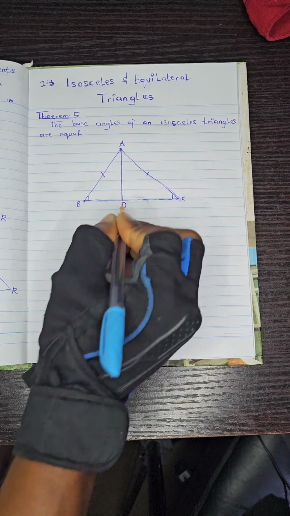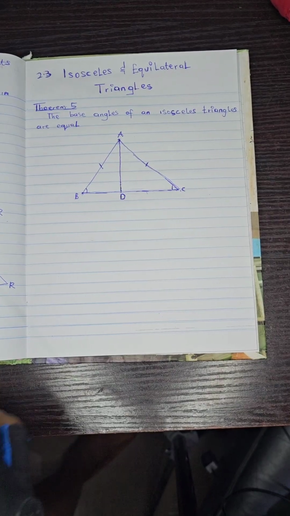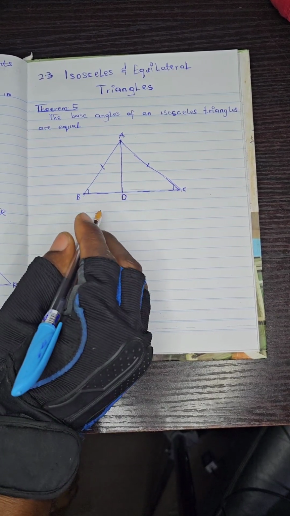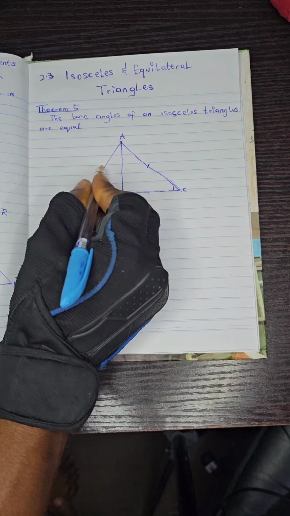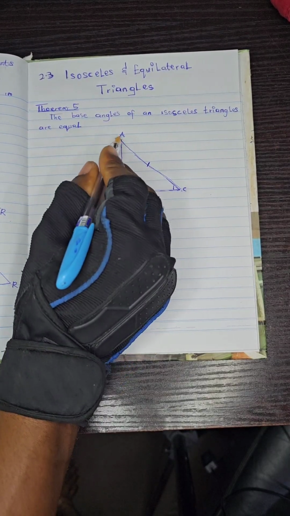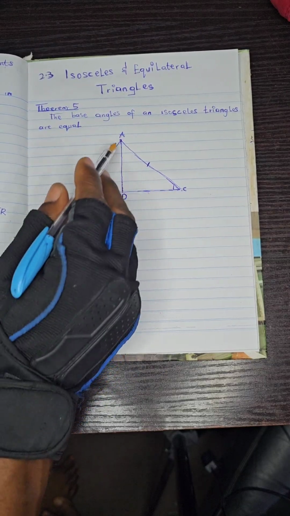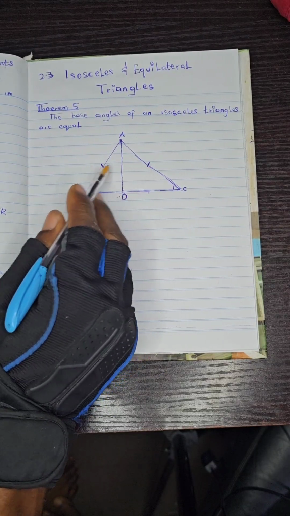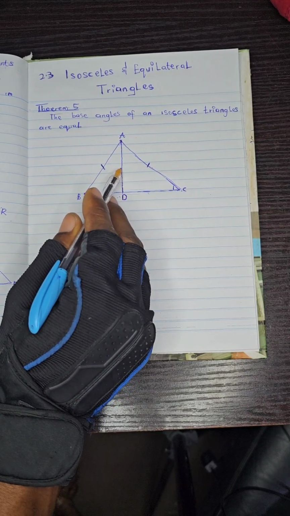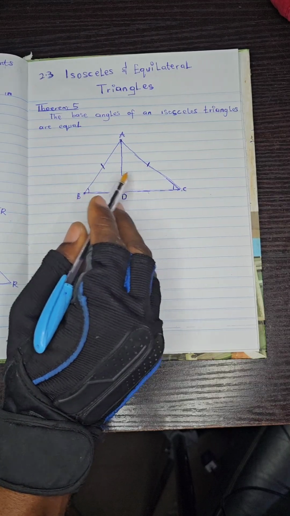So here we are going to apply our law of congruent triangles. As you can see, this side and this side are equal. Now we have triangle ABD and triangle ACD. In ABD, the two sides here are equal, and both of them are sharing this side. So this side for ABD is also equal for ACD.